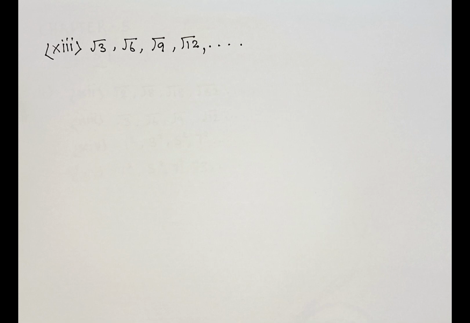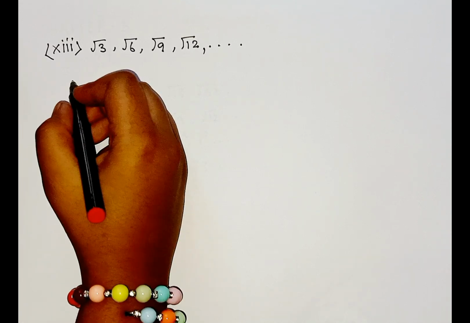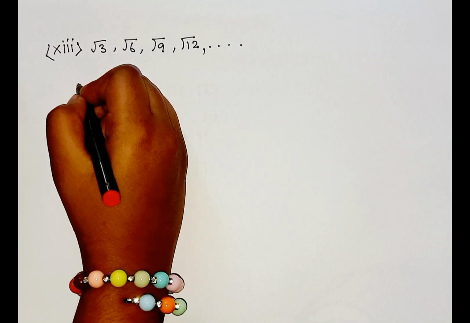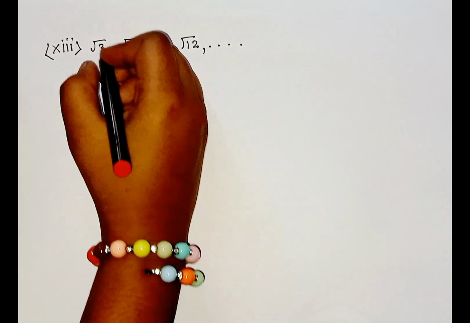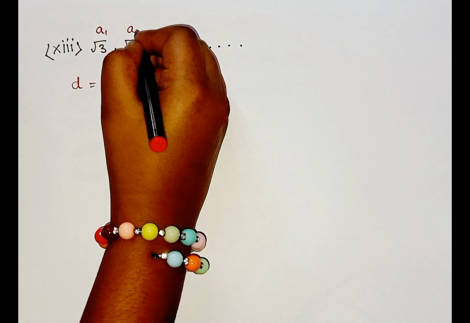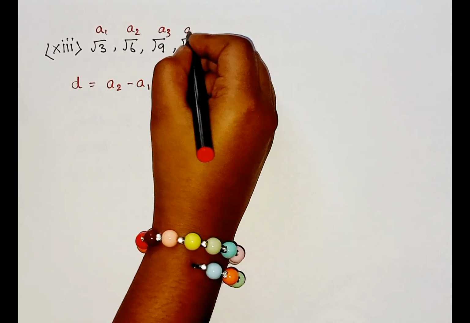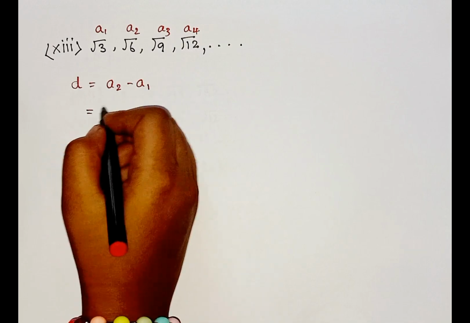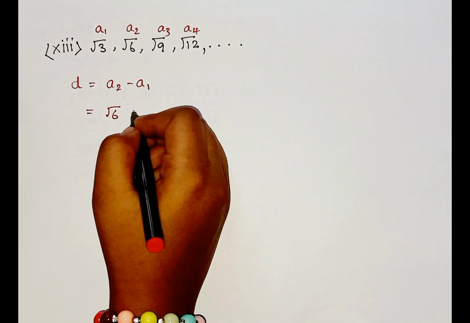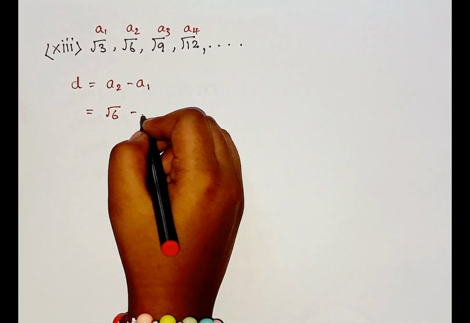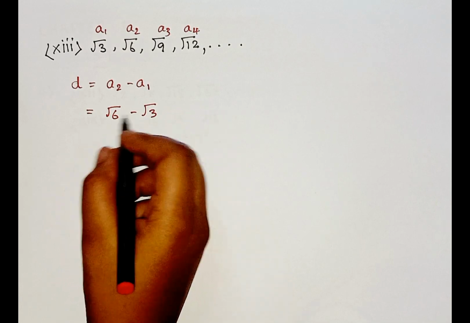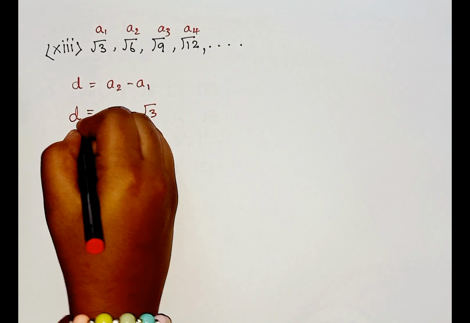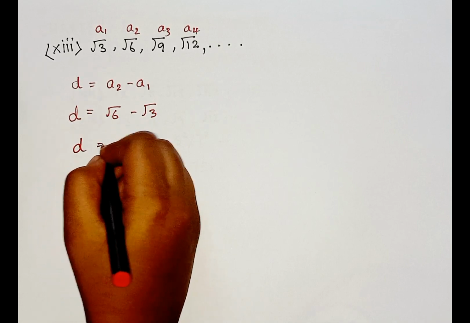So guys, this is the 13th subdivision. Now let us find the D value. A2 minus A1. This is going to be your A1 value, A2 value, A3 value, A4 value. So A2 value is root 6 minus A1 value is root 3. Perfect. Here we can't actually solve it, so this is going to be your D value. So let's find another D value.